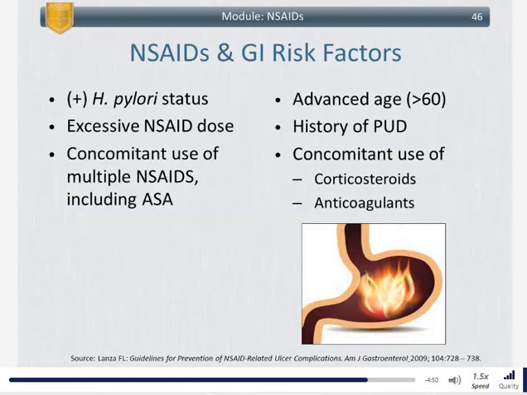In the beginning, I asked you the question about GI risk factors that may increase the risk of NSAIDs. So just to review those: positive H. pylori status, excessive dose of NSAID, use of multiple NSAIDs, counting aspirin as one of them, all increase risk. Age increases risk. A history of peptic ulcer disease increases risk. The use of corticosteroids and anticoagulants increases risk. I don't think I see it here, but also nicotine increases risk.